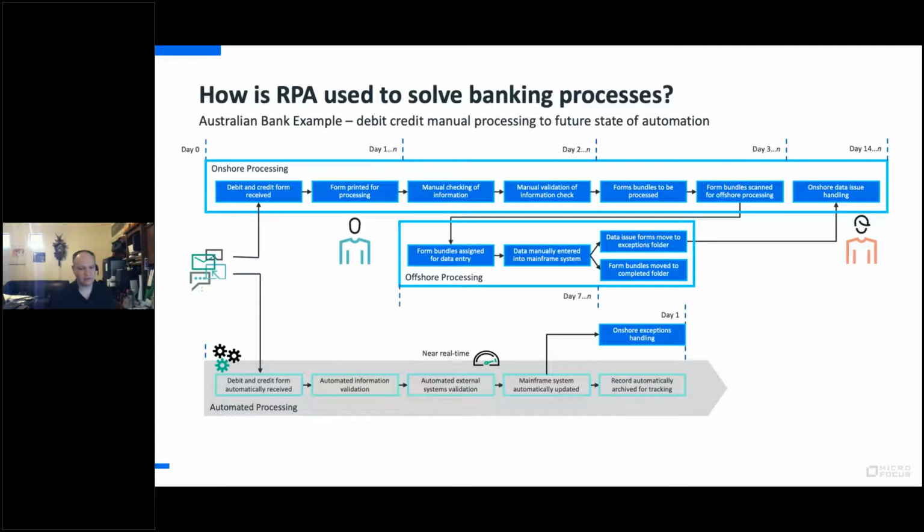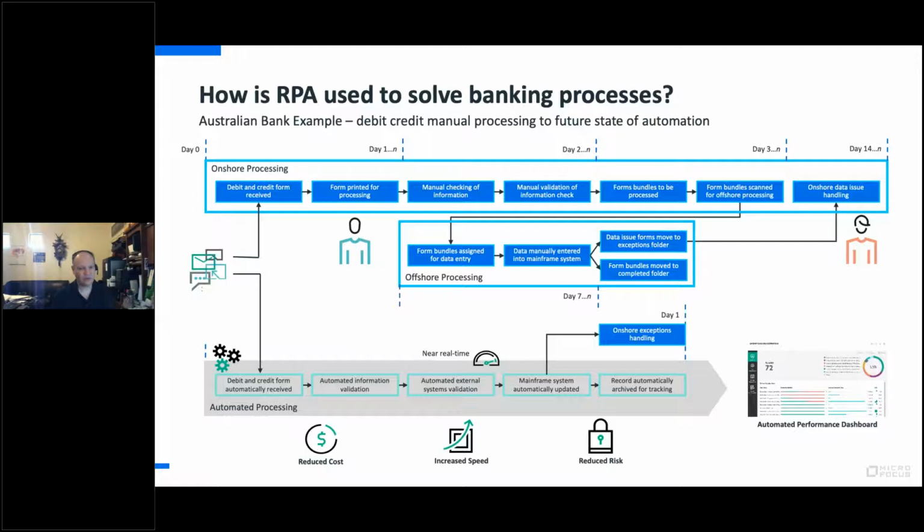Now they're able to do the same thing with no people involved, with the exception of a very small onshore exception handling team, but doing all that same thing within a day. So fully automated. So reduce security issues, increase speed, reduce the cost of being able to implement that.